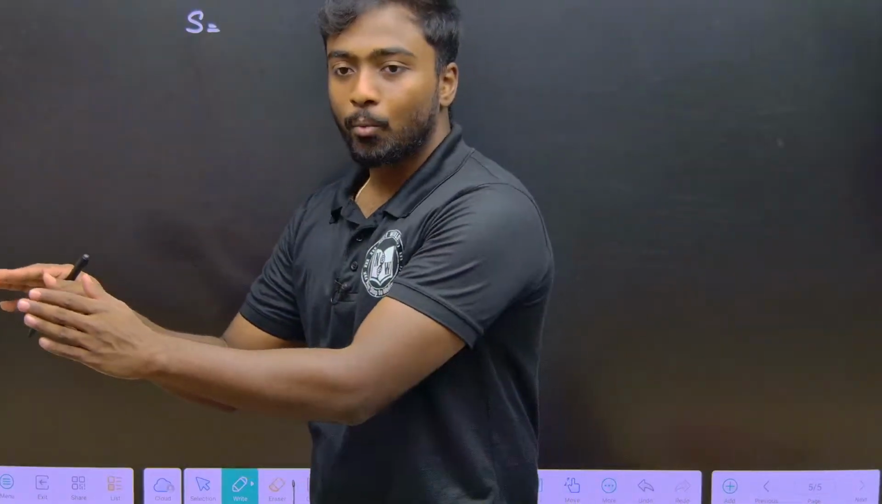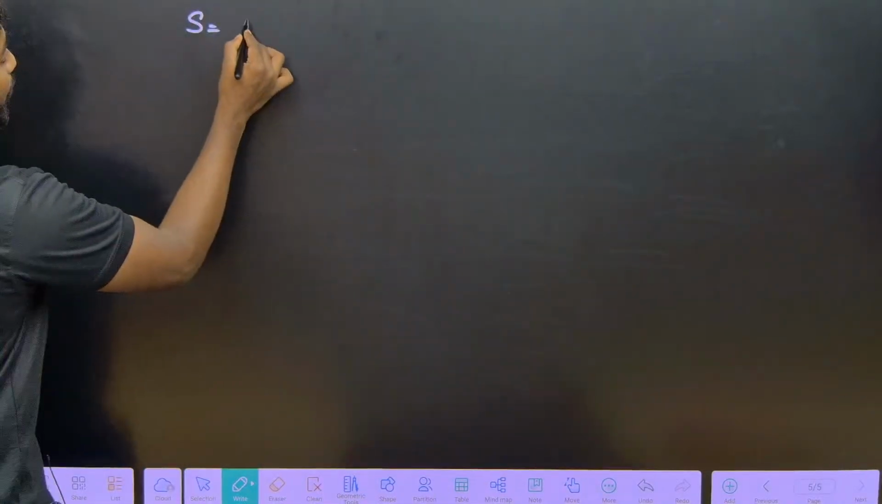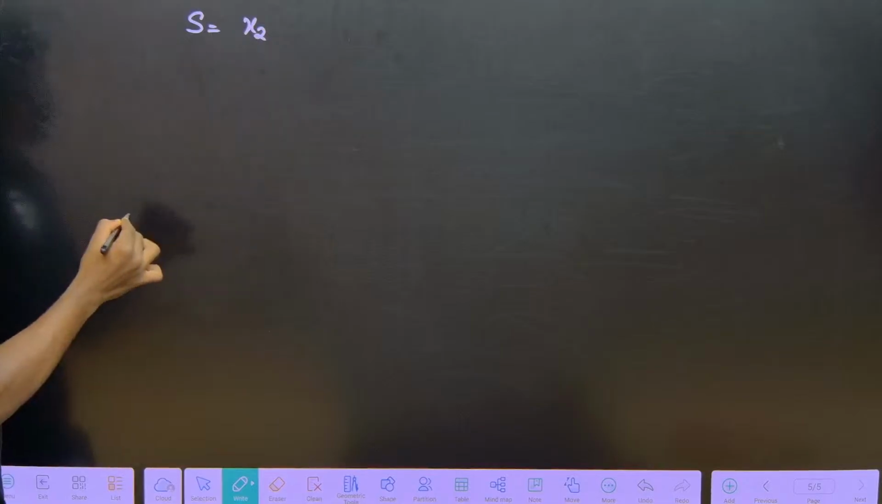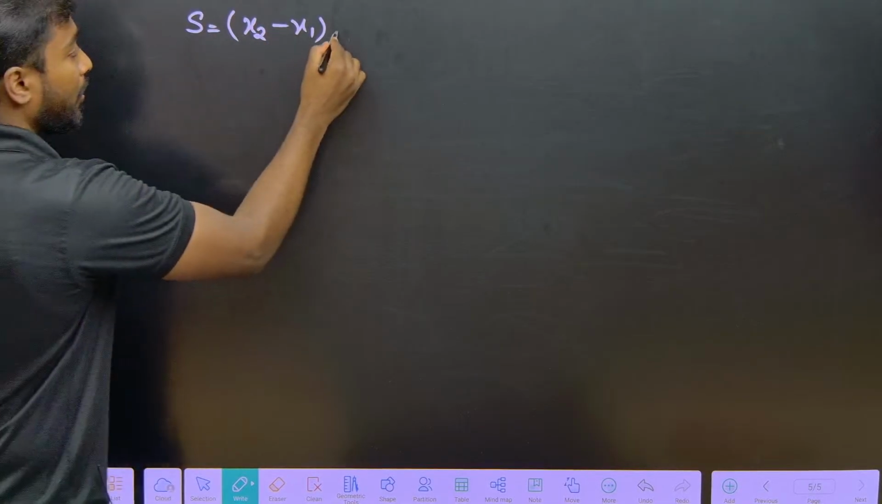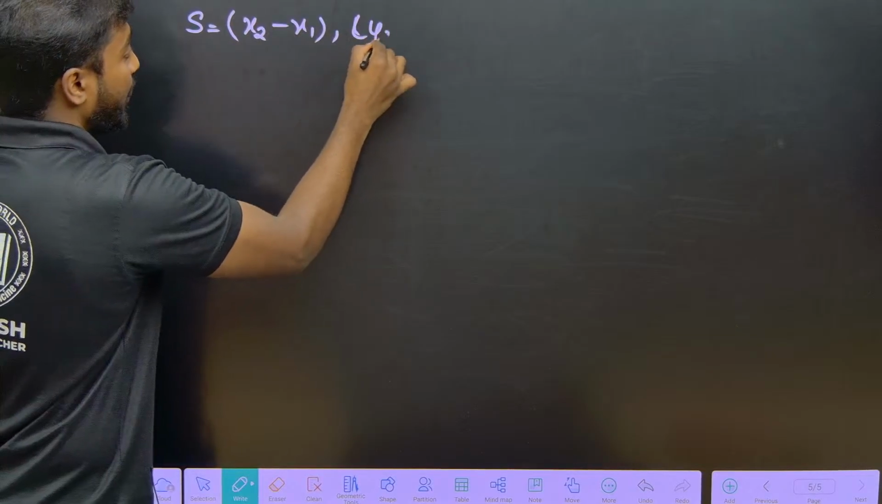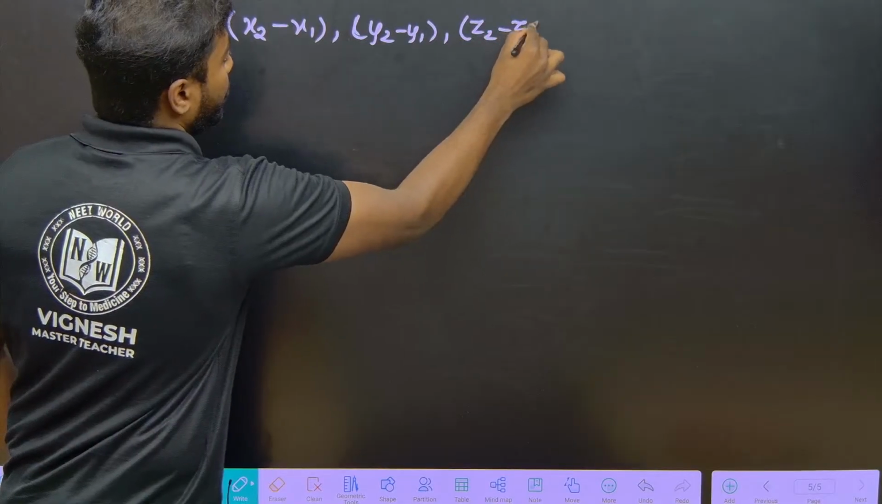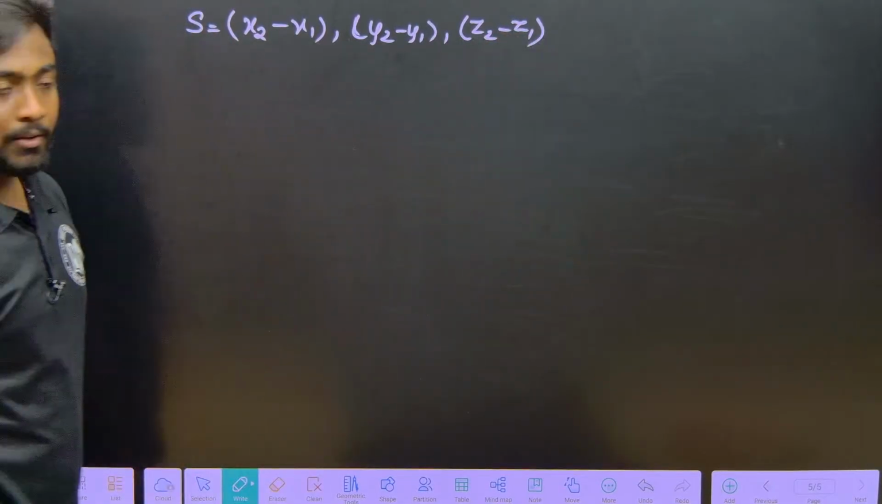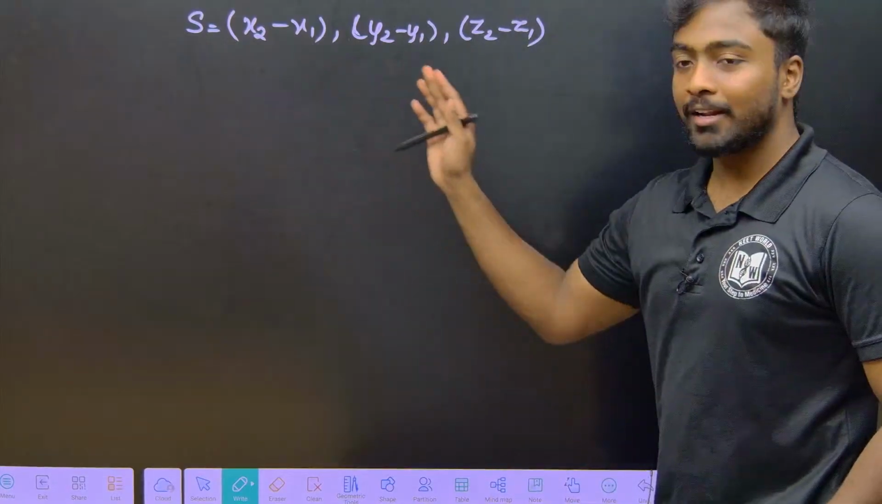Why is it said to be displacement? Initially I am standing at one point, I am moving to another point. It means final position minus initial position. So what is the final position? x2 minus x1 for the x coordinate. For the y coordinate it is y2 minus y1, and z2 minus z1. Is there any doubt? So displacement is nothing but change in position, final minus initial.